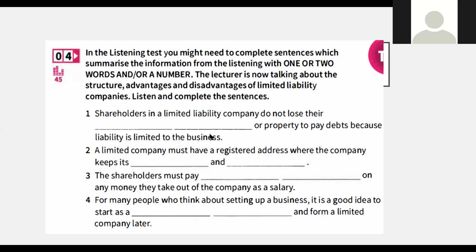And then the second one says a limited company must have a registered address where the company keeps its what and what. So there are two things. And the third one is the shareholders must pay what and what on any money they take out of the company as a salary. And the fourth one says, for many people who think about setting up a business, it's a good idea to start as a what and what and form a limited company later. Okay. So let's listen to it.